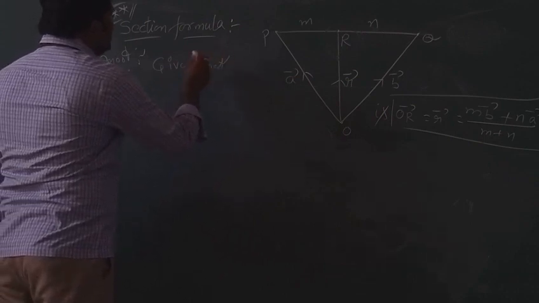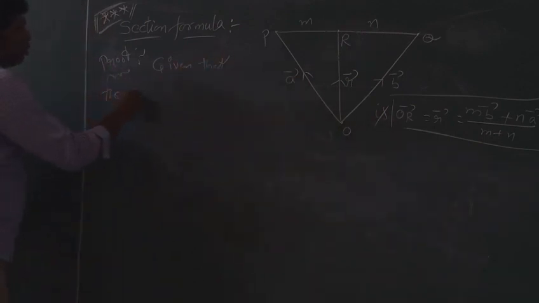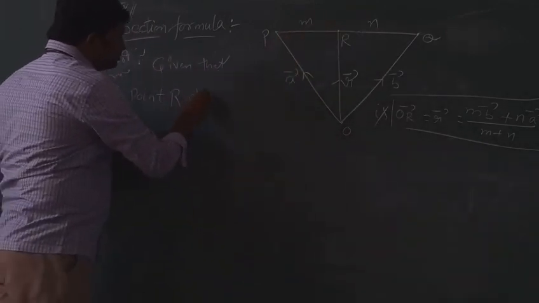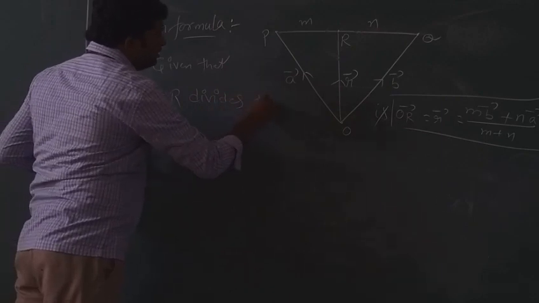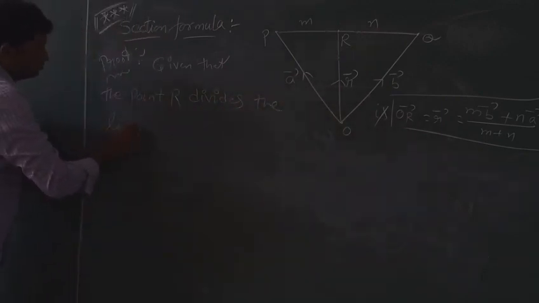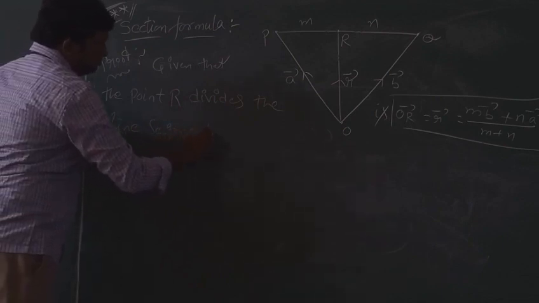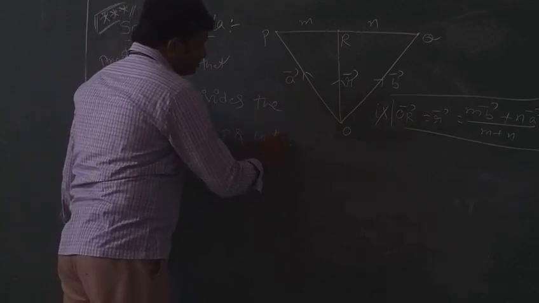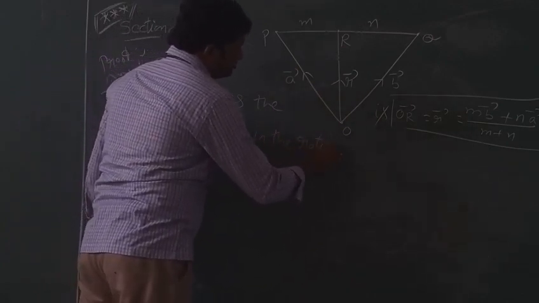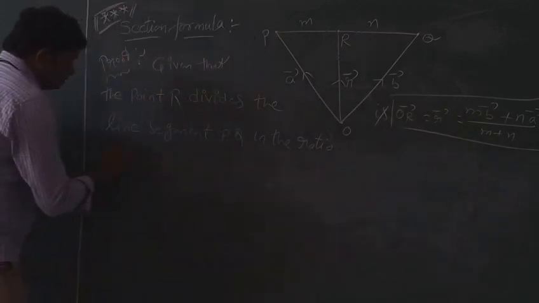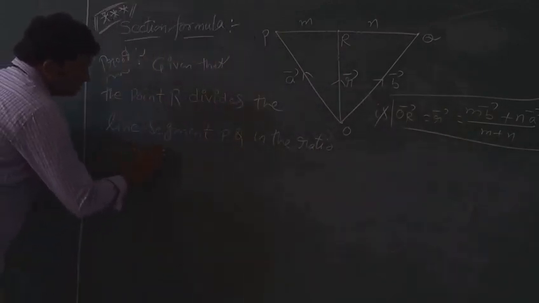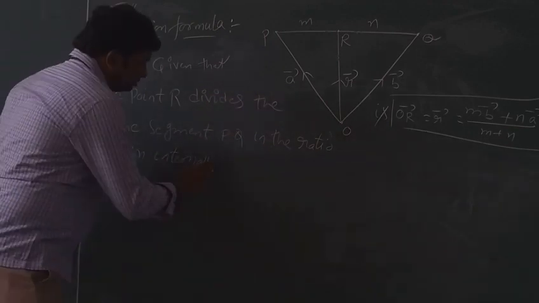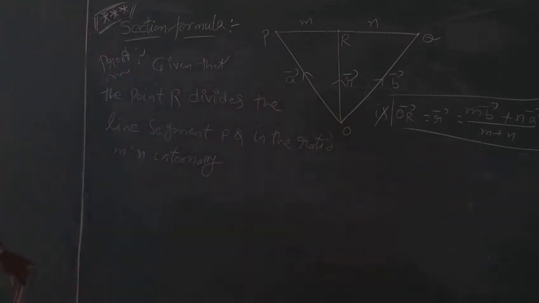Given that the point R divides the line segment PQ in the ratio M is to N internally.